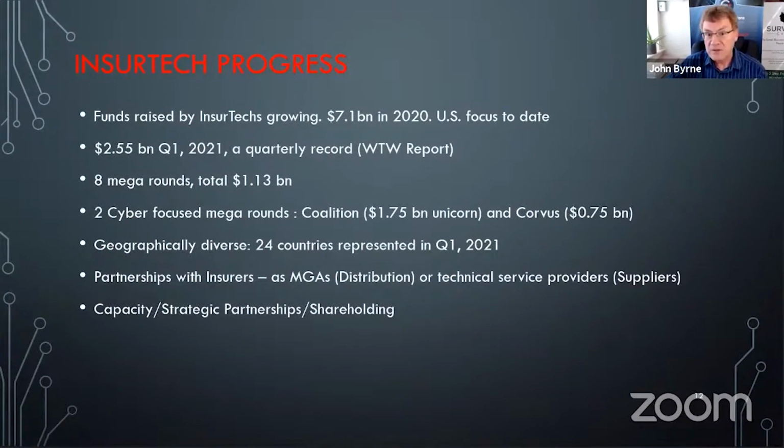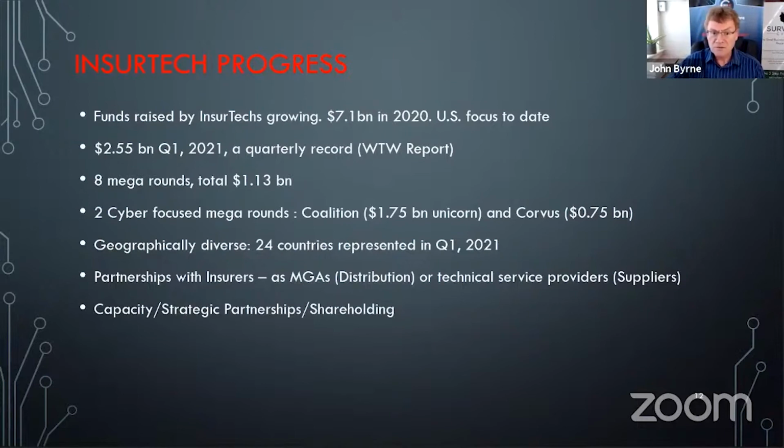So generally speaking, InsurTechs raised over $7 billion in 2020. A large amount of that money was by US InsurTechs. In the first quarter of 21, 2.55 billion was raised by InsurTechs, and that was a quarterly record from the Willis Towers Watson report. There were 8 mega rounds in that, totaling over $1 billion, and 2 of those mega rounds were cyber-focused companies. So one, Coalition, is already a unicorn at a 1.75 billion valuation, and the second, Corvus, is quickly approaching unicorn status.